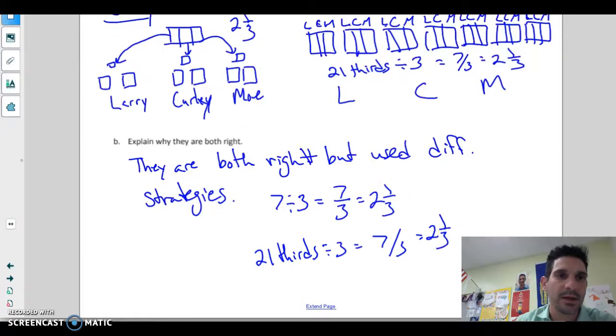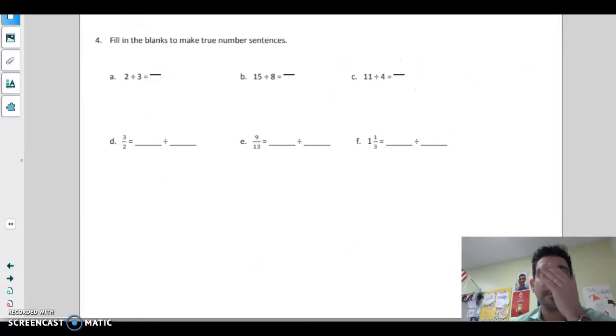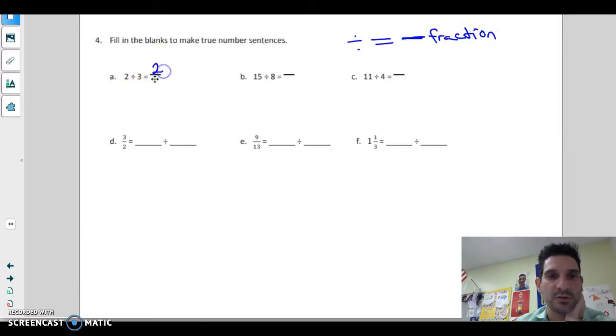Okay, here's one more page. Okay, last page. Again, the fraction division sign is the same as a fraction bar. Okay, that's important. So when it says 2 divided by 3, it's really 2/3. 15/8 is really 15 over 8 as a fraction. And 11 divided by 4 is 11/4. Whereas 3 over 2 is really 3 divided by 2.